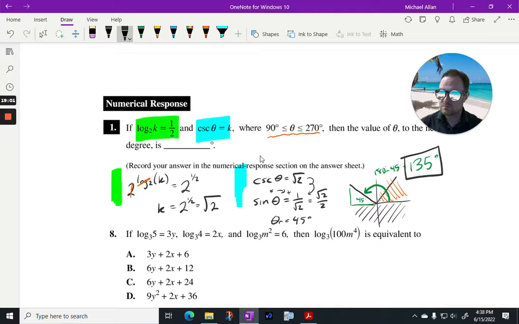Cool. Okay. Now to verify, you can put it back in there, find the k value, and then put the k value back in there and see if that actually works. It should work out.